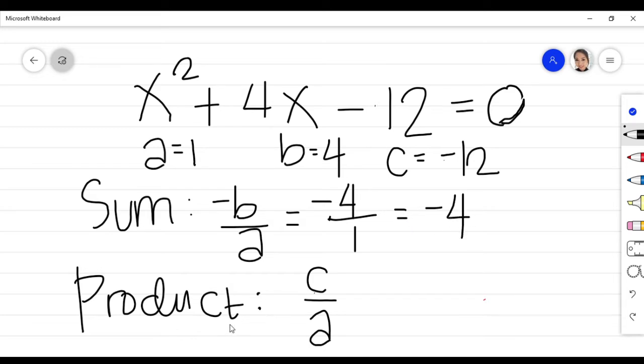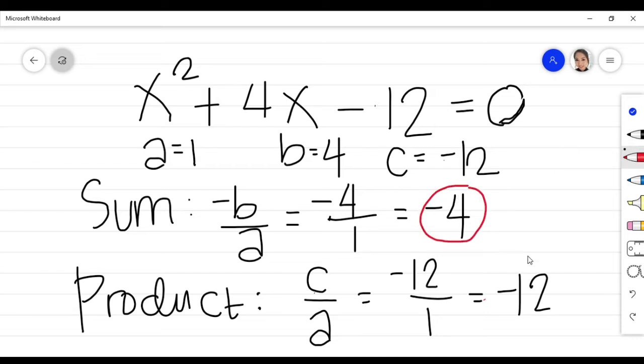How about the product of the roots? Which is c over a. So c is negative 12 divided by a, which is 1. And negative 12 divided by 1 is negative 12. So our sum of the roots is negative 4, and the product of the roots is negative 12.